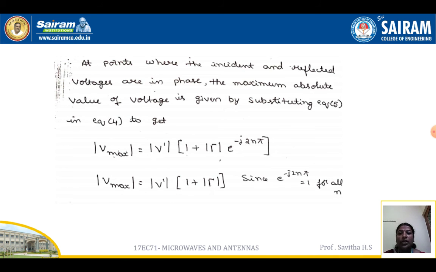According to this condition, we'll write it as at the points where the incident and the reflected wave voltage are in phase, the maximum absolute value is given by substituting in equation 4. We get V max is equal to V dash into 1 plus magnitude of reflection coefficient e to the power of minus j 2n pi. So V max is equal to V dash into 1 plus magnitude of reflection coefficient, since e to the power of minus j 2n pi is equal to 1 for all values of n.